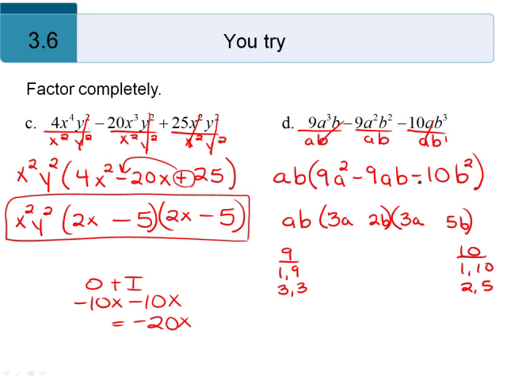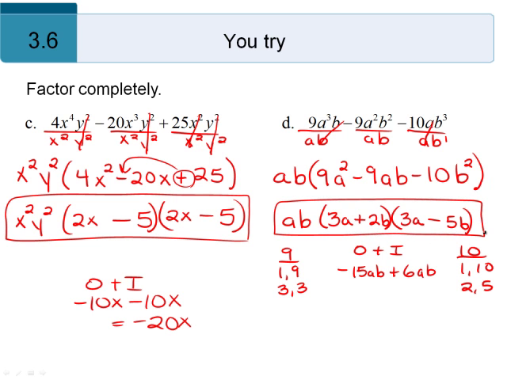Now, the last term is a negative, so that means the signs in our parentheses have to be opposites of each other. So I just put in a plus and a minus. Those are opposites of each other. Now we need to check the OI, the outer plus the inner. So the outer term 3a times negative 5b is going to be negative 15ab. And the inner term 2b times 3a is a positive 6ab. Well, negative 15 plus 6 is going to give you negative 9. So it works. So this is your answer. Okay?